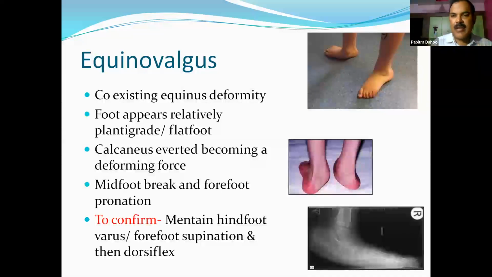Okay, as I said earlier, please check whether it's a true equinus or not. Don't straightaway say that the foot is plantigrade and there is no equinus deformity. Maintain the hind foot before examination. Maintain the hind foot in a little bit of varus, then the foot in supination, then dorsiflex. You will get the true equinus deformity.